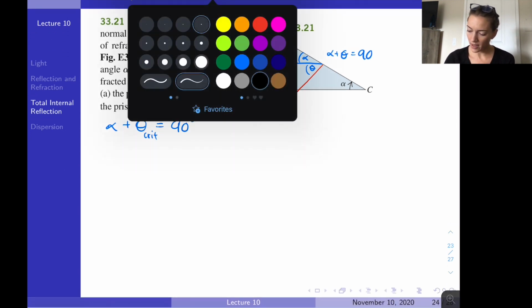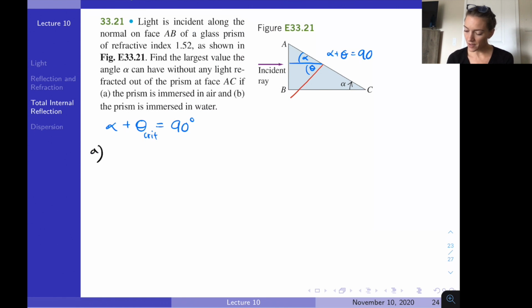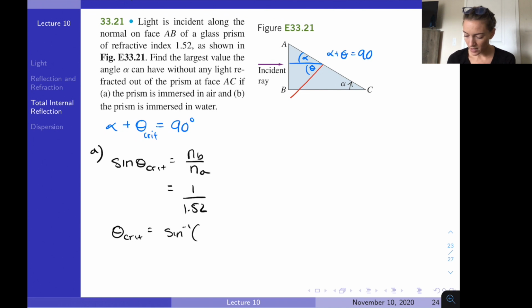So for part A, we have glass for the prism, and then it's immersed in air. So our index of refraction out here is just 1. So we'll have sine of theta critical equal to NB over NA, where NB is the index of refraction of air, and NA is that of glass, which is 1.52. Then we take the sine inverse of that to find the critical angle. So we'll have sine inverse of 1 over 1.52. And this gives us a critical angle of 41.1 degrees.